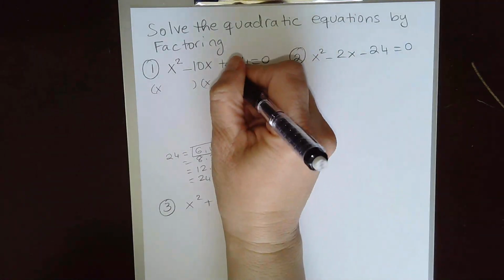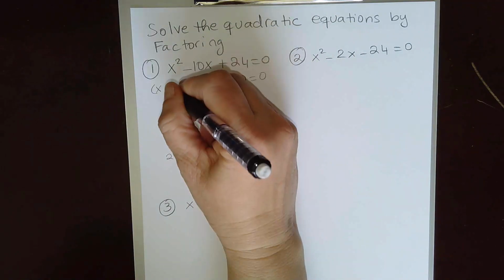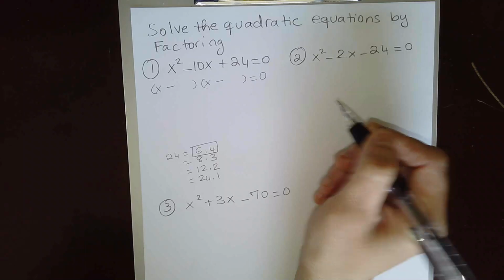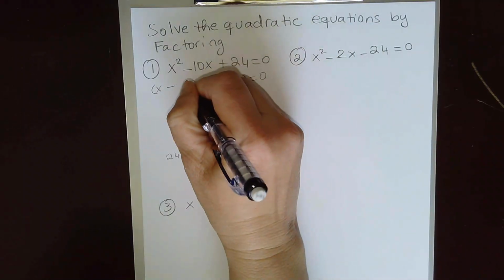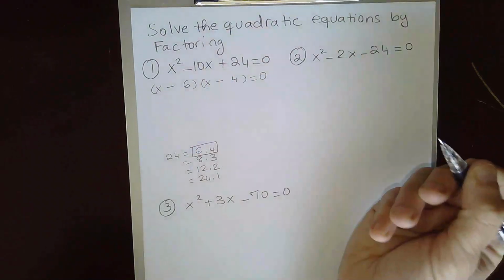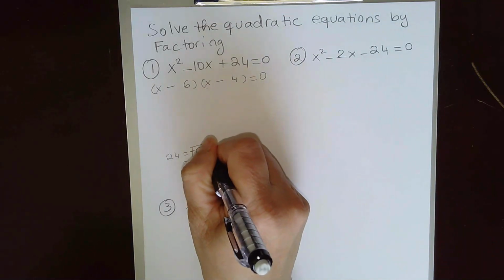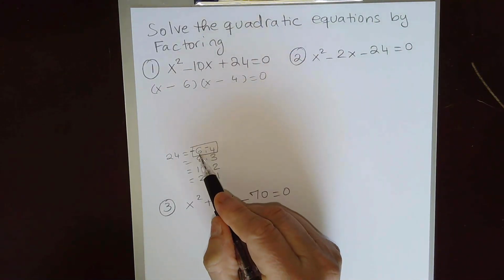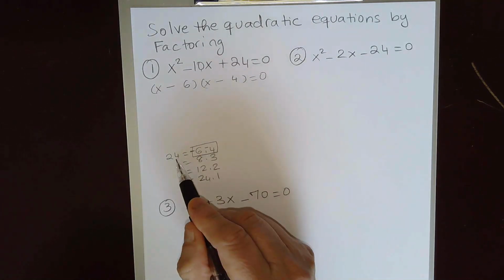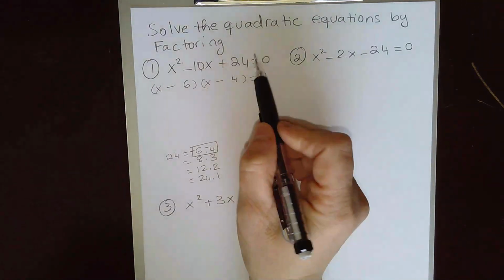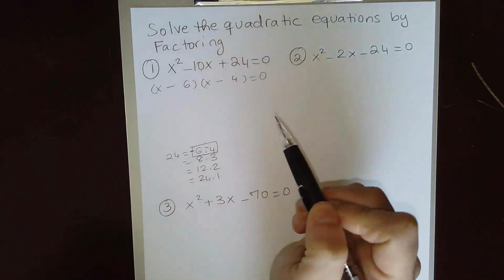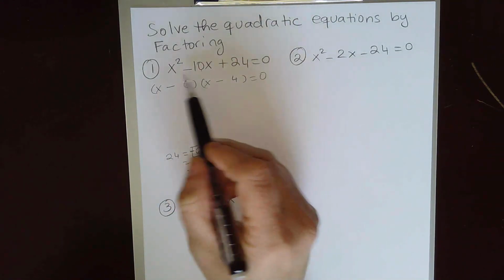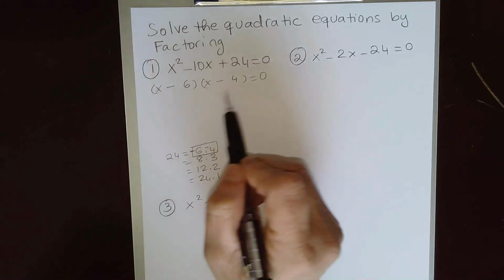Since the product is positive and the middle term is negative, they both have to be negative. So I put a negative in there. And these two numbers, 6 and 4. So negative 6 minus 4 is negative 10. That's their sum. Negative 6 times negative 4 is positive 24. That's the product. Now I have the left side trinomial factored.